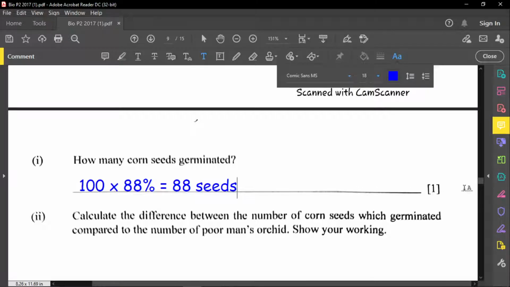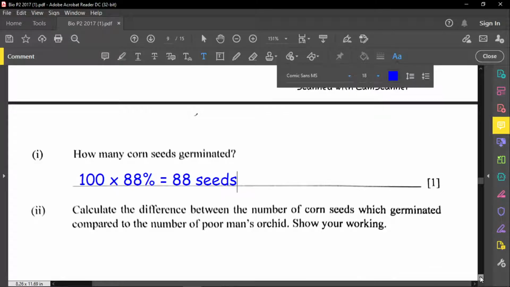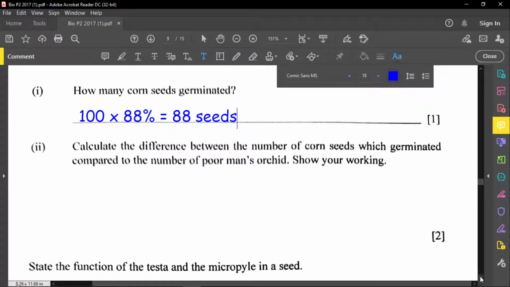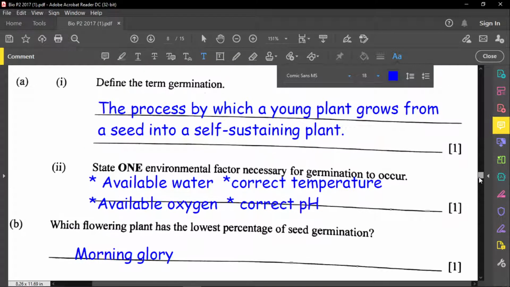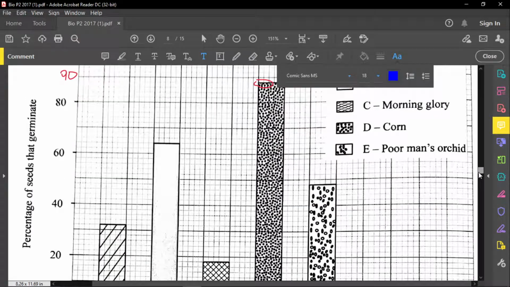All right. So next part here is to calculate the difference between the number of corn seeds which germinated compared to the number of Purslane orchid. And it says show your working. So first have a look at the graph. We already know that we have 88 seeds of corn that were germinated. So looking for Purslane orchid, and Purslane orchid is E. And again, if we go across here, this will be 50 right here.